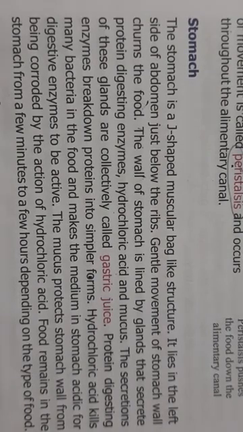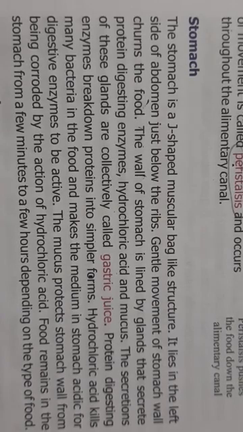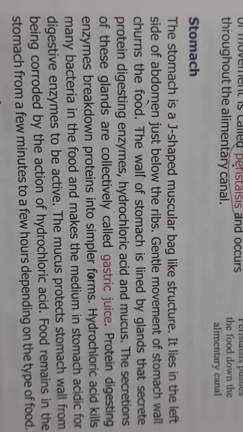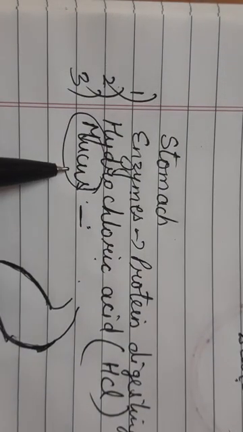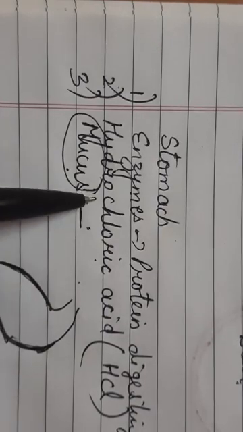So these are the three parts of the stomach, or you can say the three secretions. The stomach contains glands that secrete protein digesting enzymes. Then it also secretes hydrochloric acid, which makes the stomach acidic and kills all the harmful bacteria. And then it also contains mucus, which protects the stomach from hydrochloric acid.